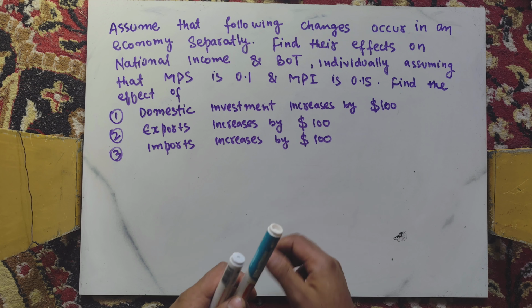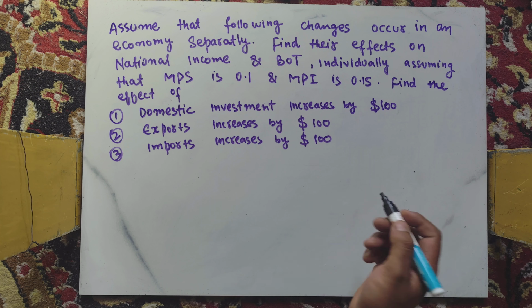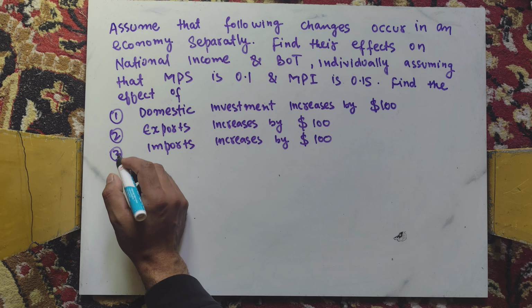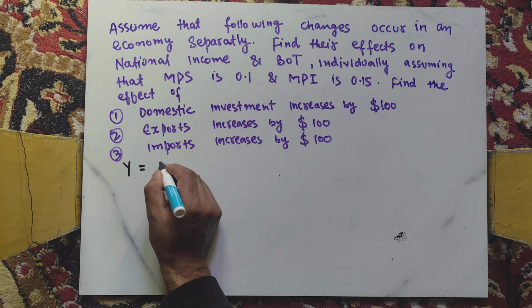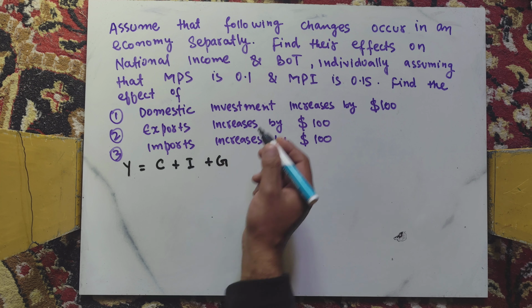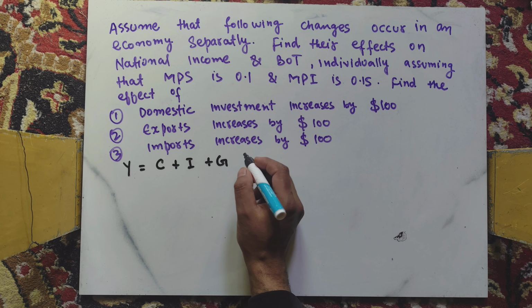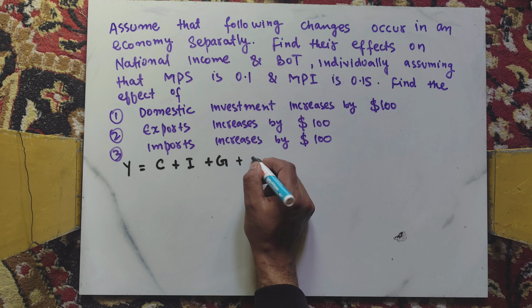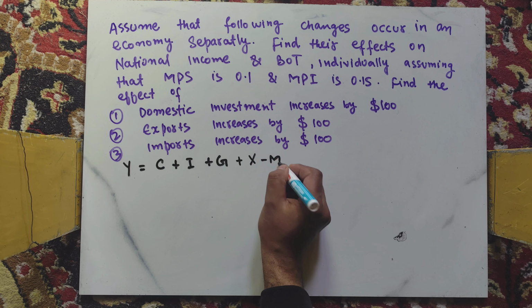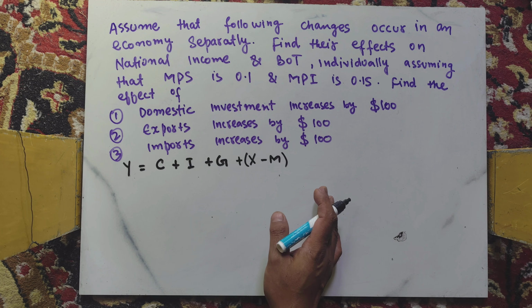million. Okay. So let us first write our income identity. That is, our total income will be equal to the consumption expenditure plus investment expenditure plus government spending. Since we have the imports and exports here, we will add exports minus imports. Okay, this will be our income identity here.